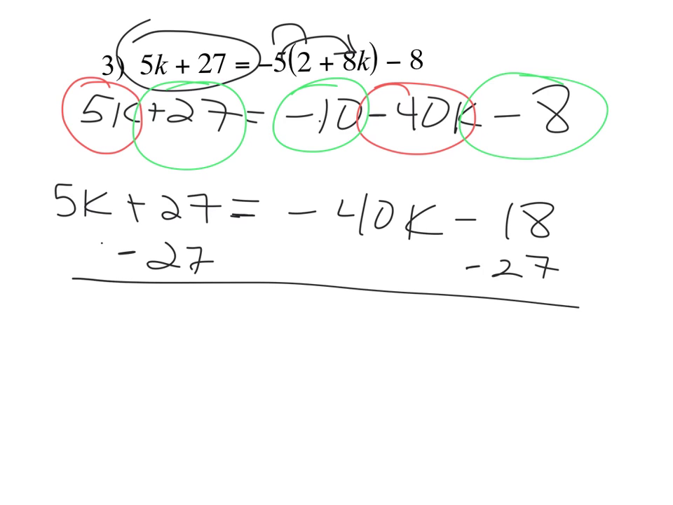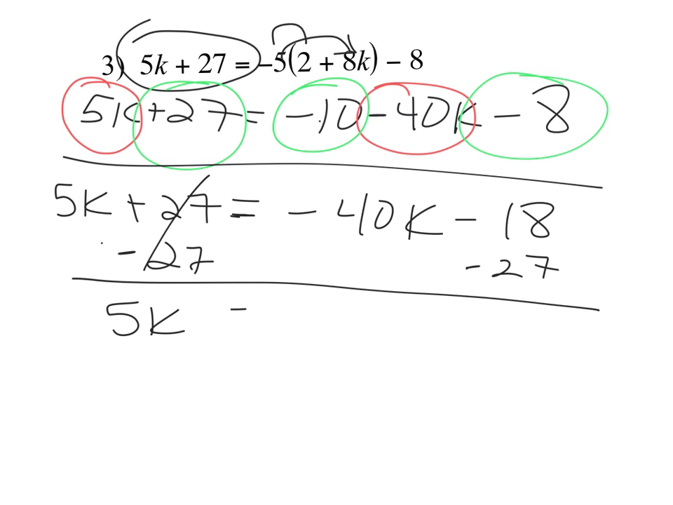They're like terms, right? So again, I like drawing my lines. Here we go. Bring down my 5K. 27 minus 27 is what, Jalen? 0. Is equal to negative 40K. And what's negative 18 minus 27? Haley, what you got? Negative 45.